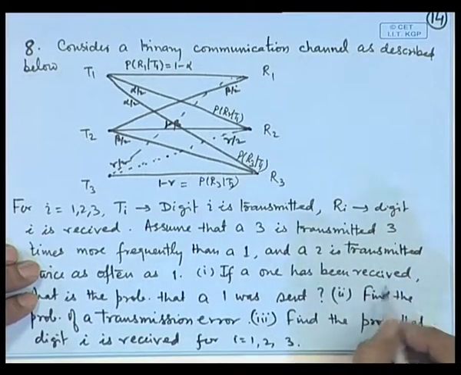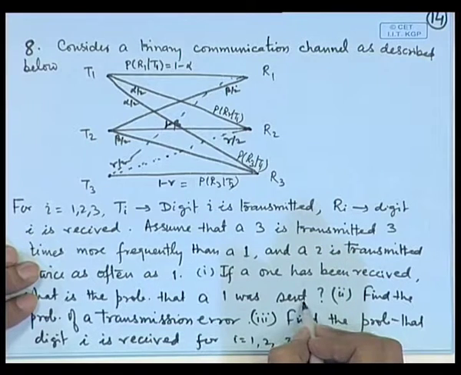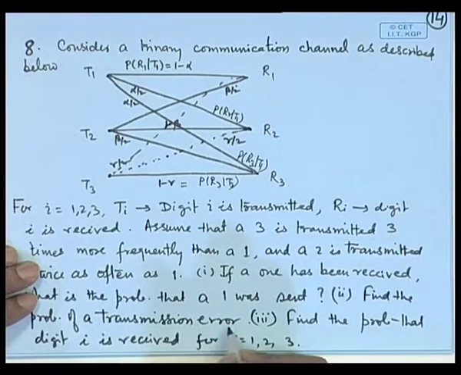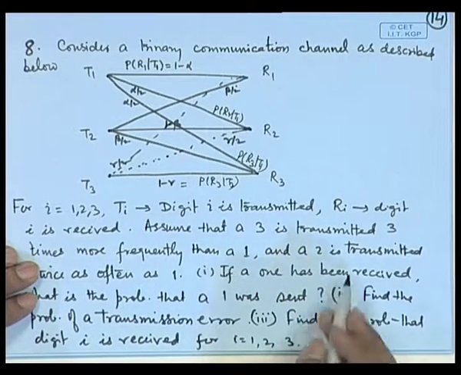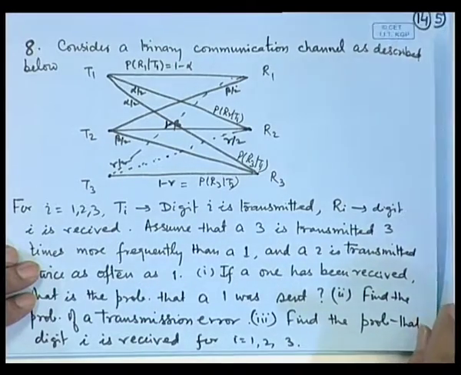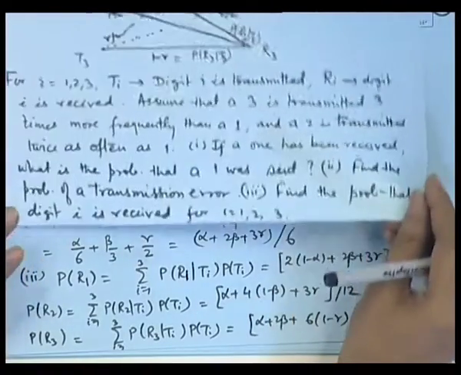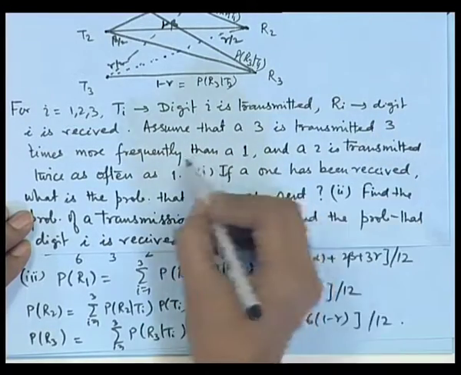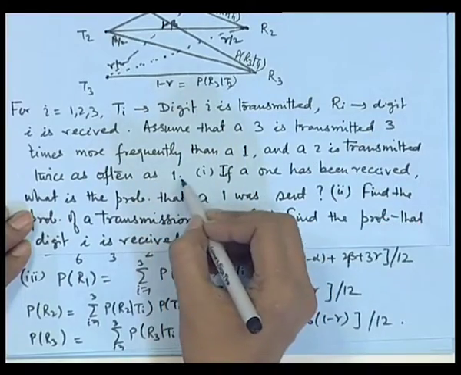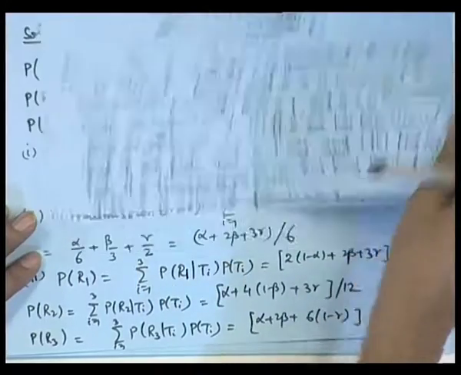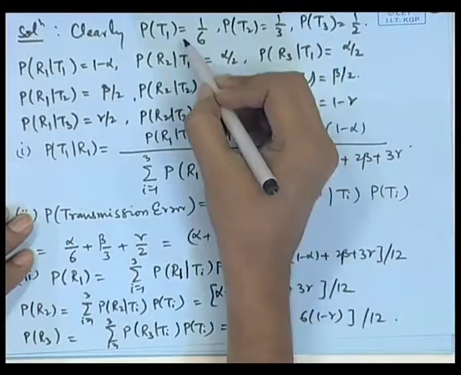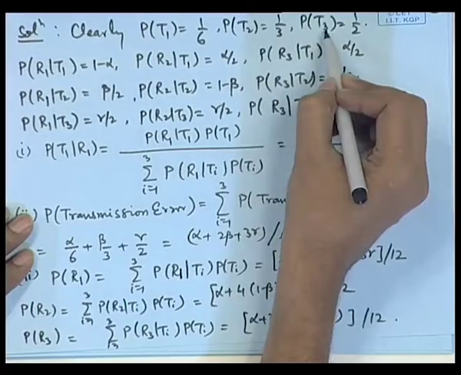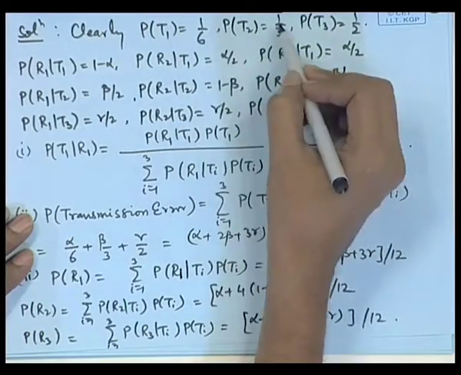If a 1 has been received, what is the probability that 1 was sent? What is the probability that a transmission error has occurred? What is the probability that a digit i is received for i equal to 1, 2, 3? So, let us look at the probabilities of each of these. Firstly, we look at the conditions of the problem. 3 is transmitted 3 times more frequently than 1, 2 is transmitted 2 times as frequently as 1. Therefore, the probabilities of 1 being transmitted, 2 being transmitted and 3 being transmitted are as follows: 1 by 6, 1 by 3 and 1 by 2.